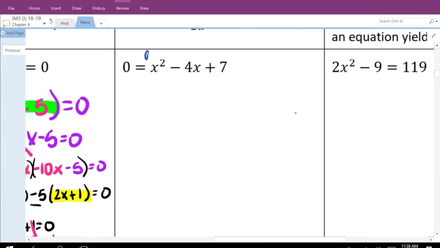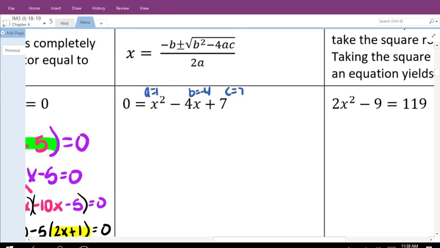So I have A is equal to 1, B is equal to -4, and C is equal to 7. And I'm going to use that formula right there. It looks scary, but it's not that bad. Okay, let's just plug it in.